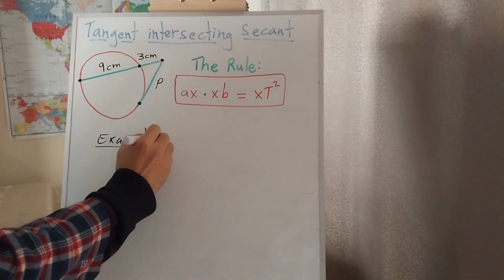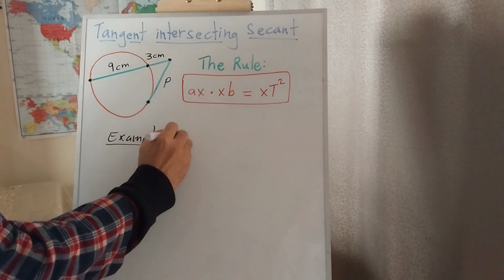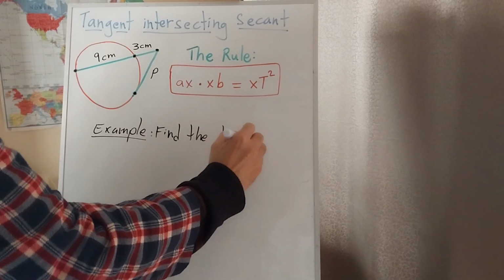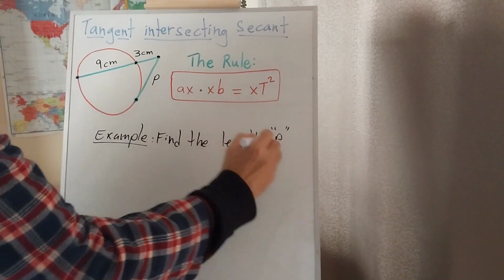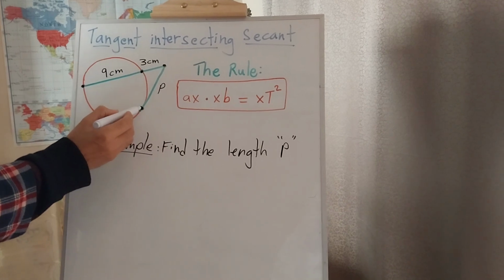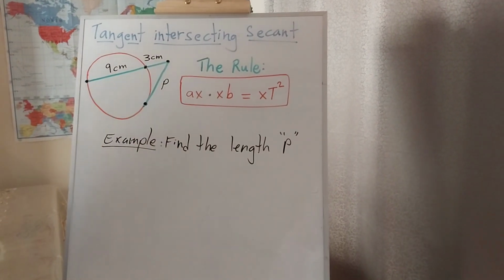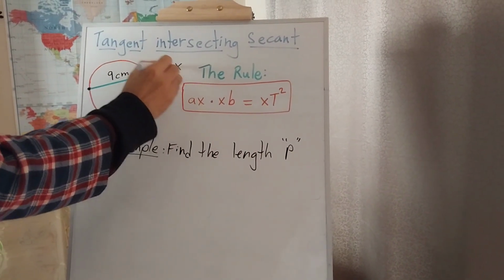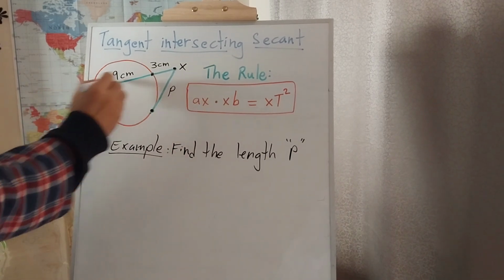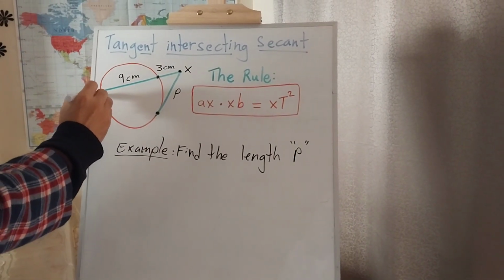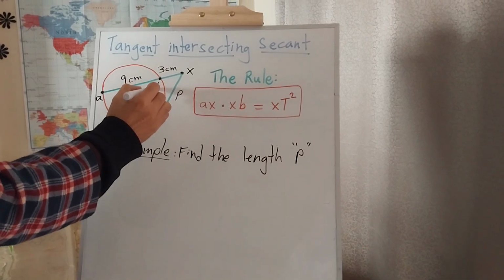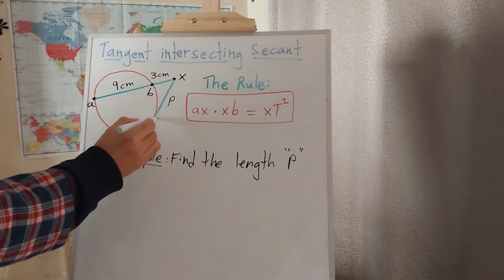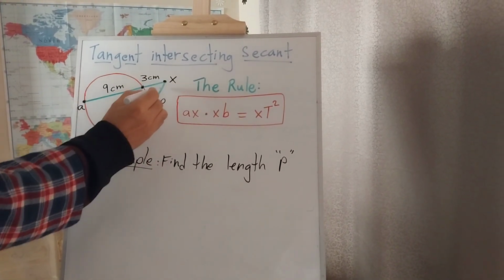and in the example we are trying to find the length P. So the P is from that point to that point. Let's name the points. The point where they intersect is the point X. So that is the secant, which will be AX, and the point on the circumference which it goes through, that will be point B, and the point on the circumference that the tangent touches, we will call it T. So that's the secant, that's the tangent.